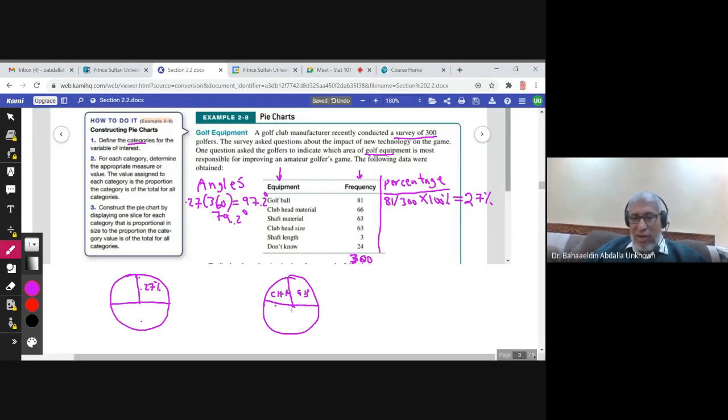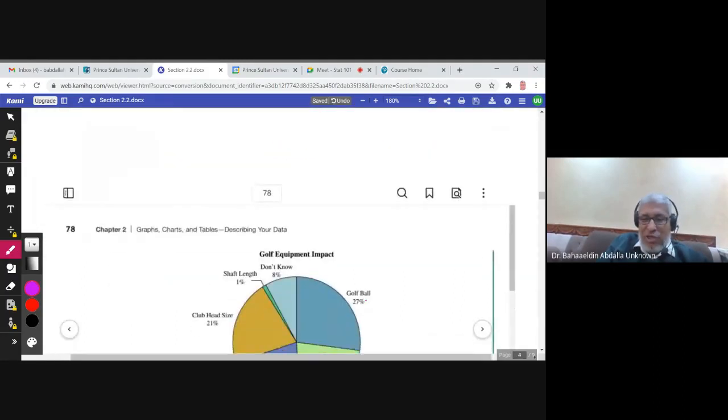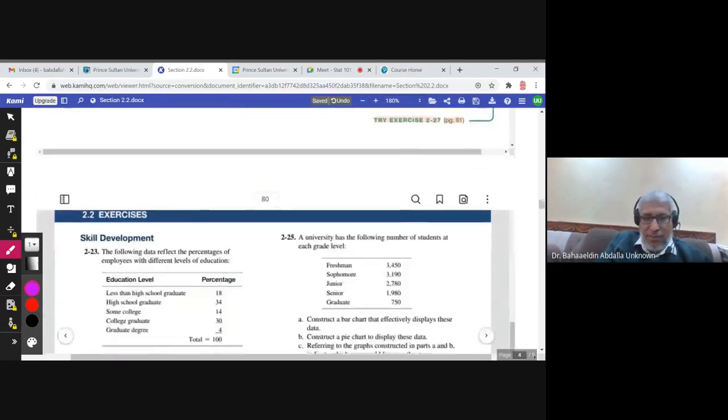And you continue like this, okay? For the other part, using your mind and angles or percentages, you can sketch the graph of the pie chart. Of course, you can do it also by Excel. Inshallah, in the project, you will be asked to do things in Excel.